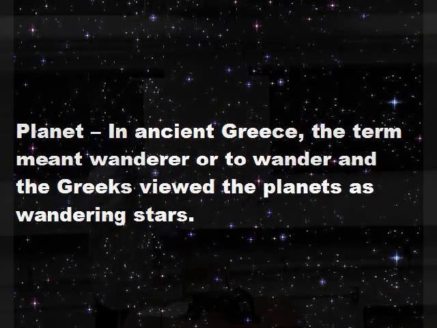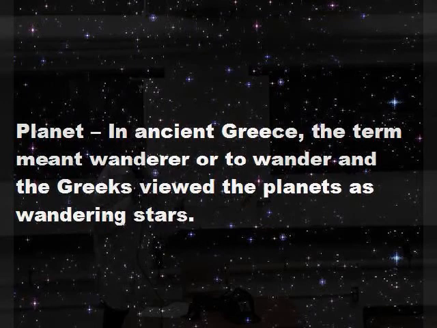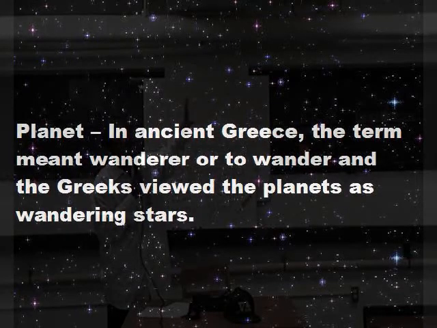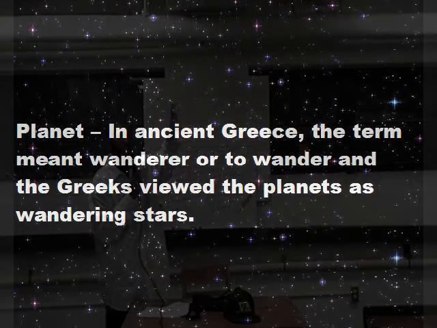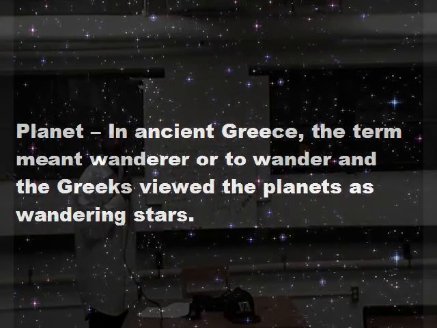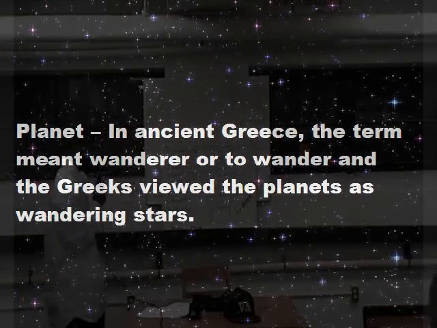They named it wanderer because, according to Western historians, they noticed that all the celestial bodies stayed in one place. The stars stayed in one place, and then they noticed that the planets moved. So they called them wandering stars or wanderers. It's a planet, hence the term planet.